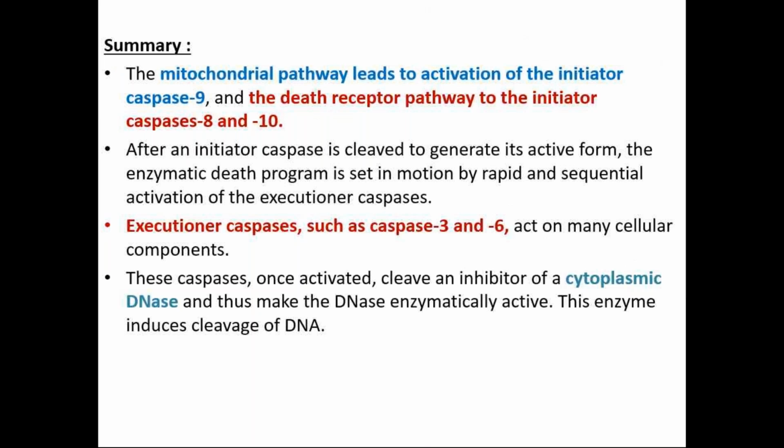So then coming to the summary, the mitochondrial pathway leads to activation of initiator caspase 9, and the death receptor pathway to the initiation of caspase 8 and 10. So the intrinsic pathway activates caspase 9, and the extrinsic pathway caspase 8 and 10. After the initiator caspase is cleaved to generate its active form, the enzyme death program is set into motion by rapid and sequential activation of the executional caspases. So major executional caspases are 3 and 6. They act mainly on the cellular components. So initiator caspases are 8, 9 and 10, whereas execution caspases are 3 and 6.